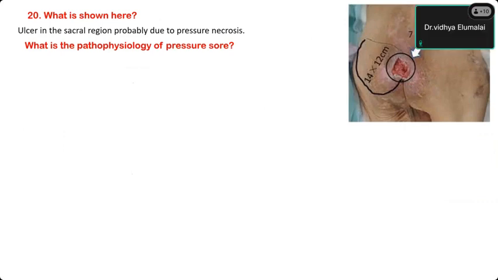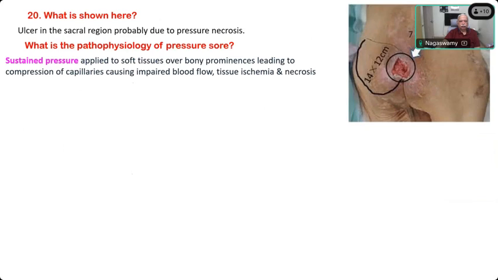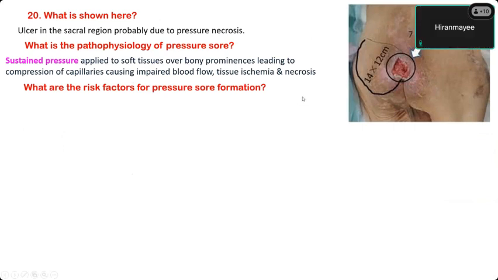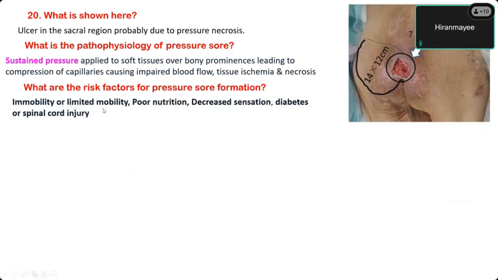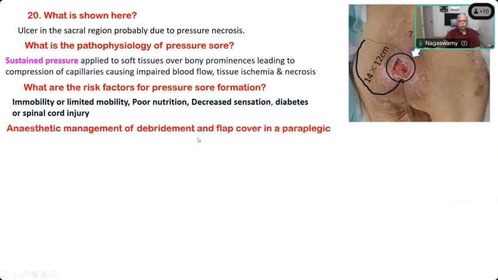Because of increase in the pressure, there will be decrease in the blood supply to the skin. Sustained pressure applied to soft tissues over bony prominences, leading to compression of capillaries, causing impaired blood flow, tissue ischemia, and necrosis. Okay. What are the risk factors for pressure sore formation? Prolonged immobilization, immobility or neurological immobility, poor nutrition, decreased sensation, diabetes, or spinal cord injury. Anesthetic management of debridement and flap cover in a paraplegic.